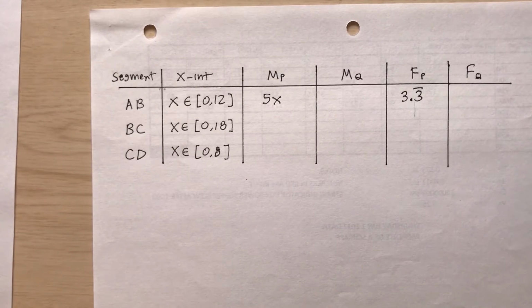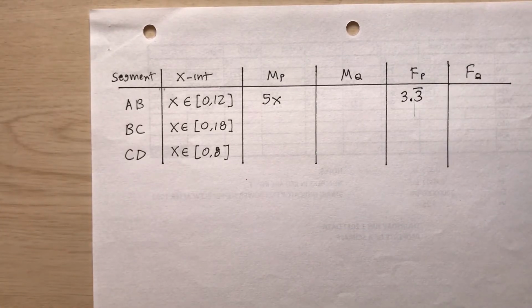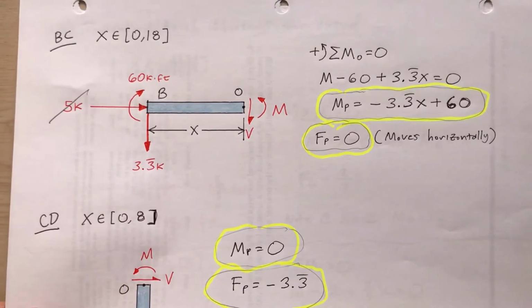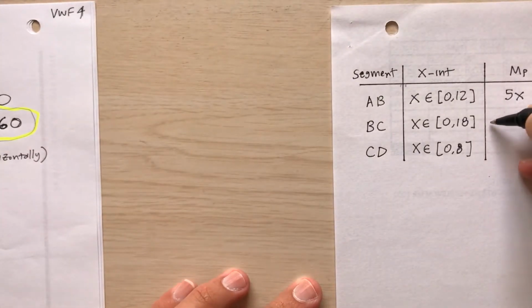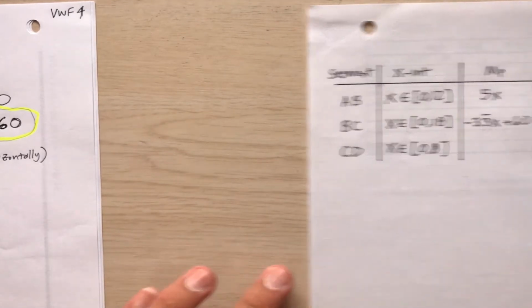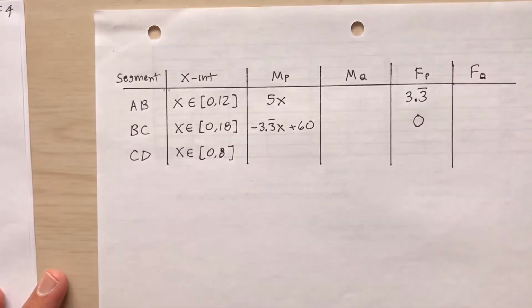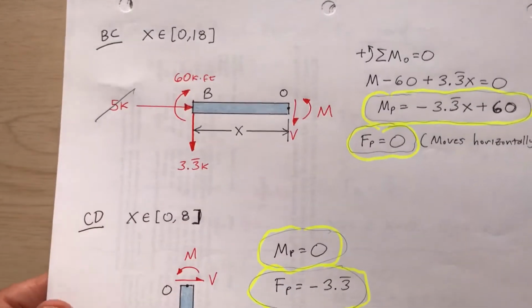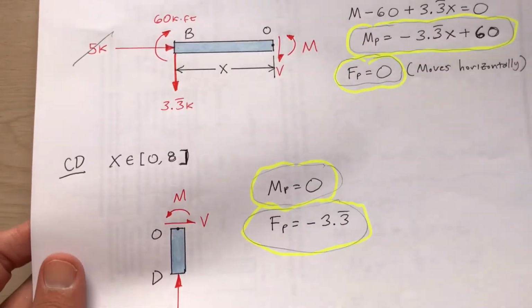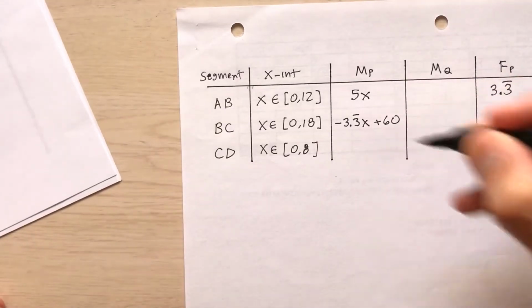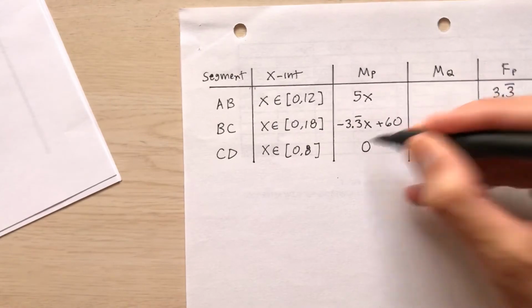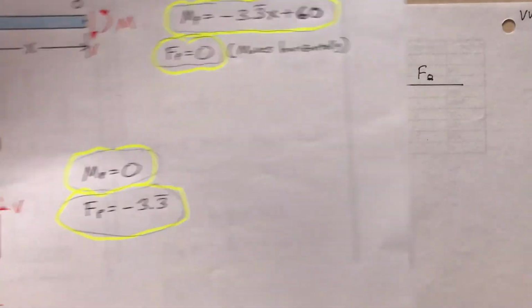Then for segment BC, remember this. For bending, negative 3 1/3 x plus 60. And the axial, that was 0. And then CD. Bending is 0. Axial, negative 3 1/3.